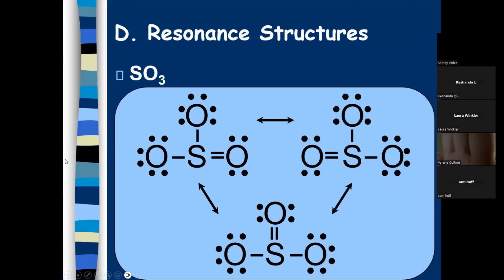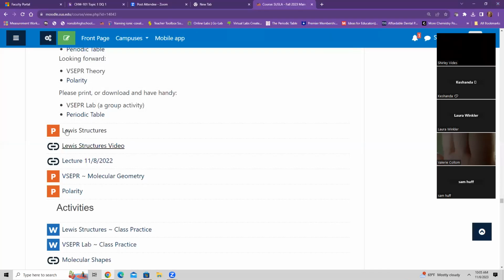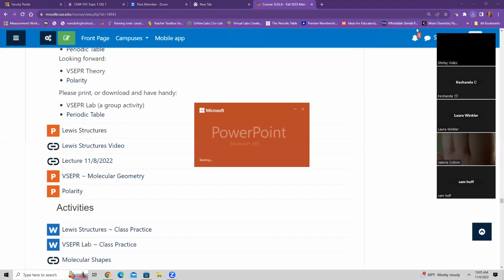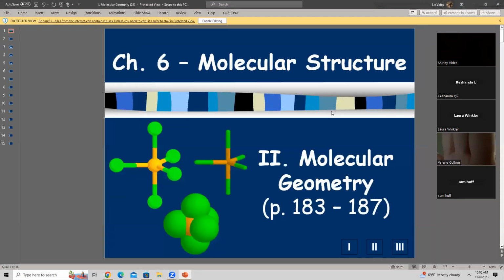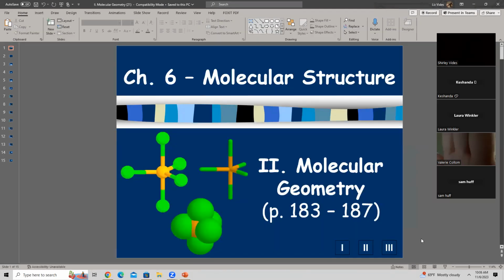Now let's go and look at why all of this is done. Okay, so I'm going to show you where this PowerPoint came from right here. So now we're going to look at VSEPR. Before we practice, we're going to look at this because this goes with it. Now that you know how to make a proper Lewis structure, we will see what it's all about. Okay, so in order to make a proper Lewis structure, you follow those steps.